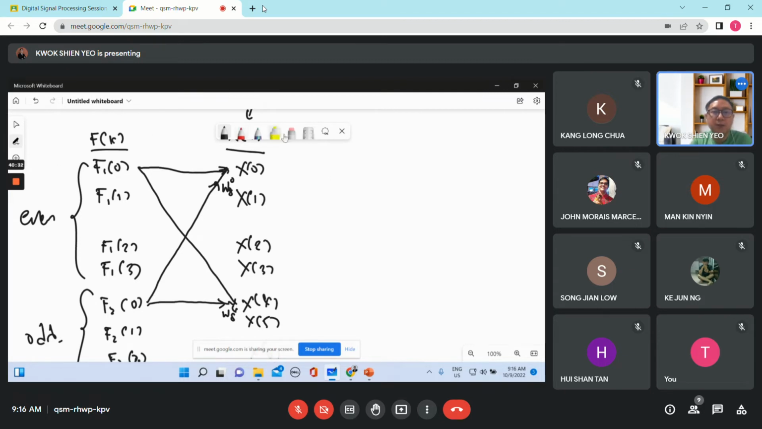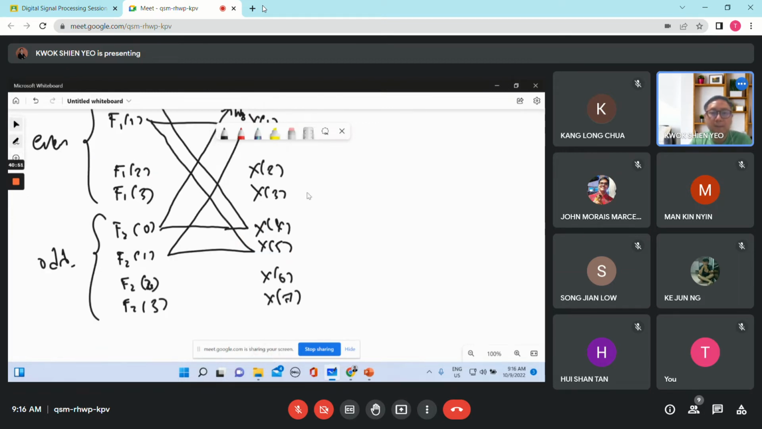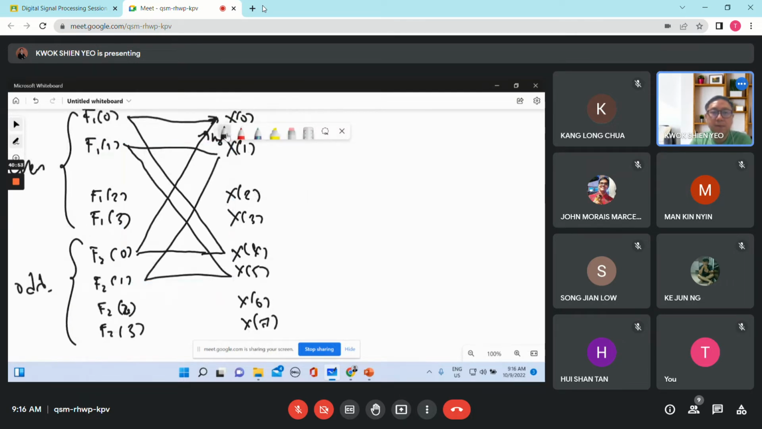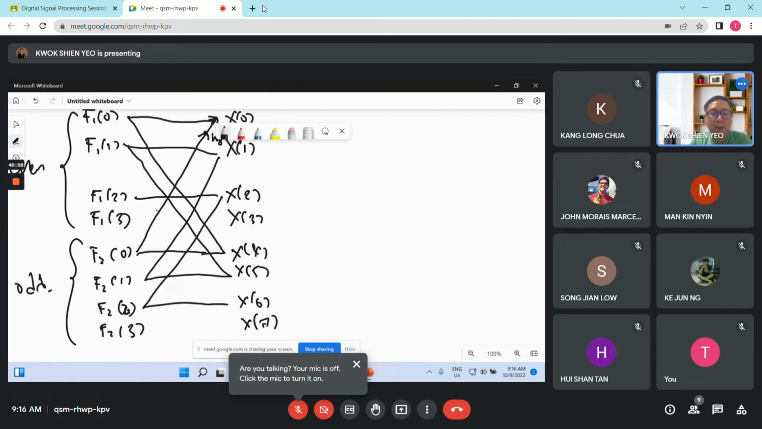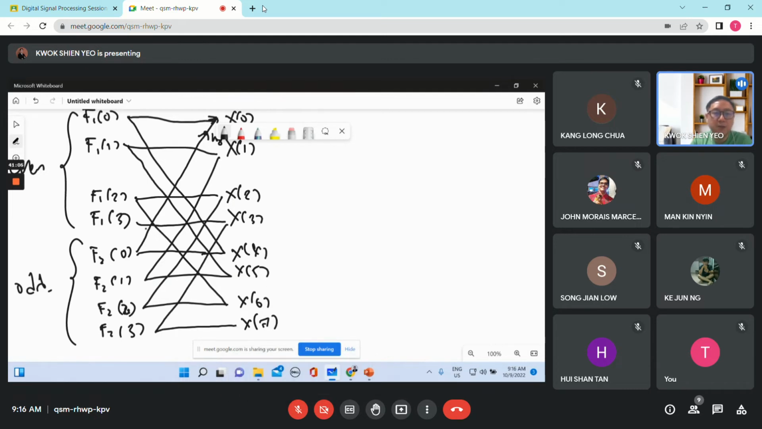So to draw it nicely, like this, and then I can draw this, then I can draw this, then I can draw this. Okay, so this is my first stage.